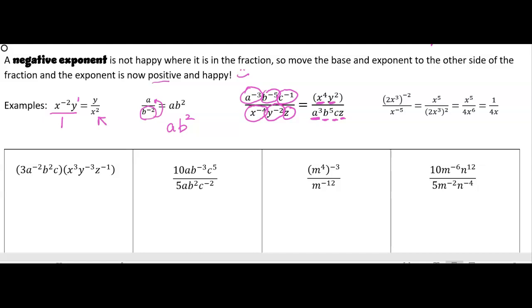Okay, next problem, next example. These are power to a power. So we're going to bring the whole numerator down. See how the whole thing is to the negative 2 power? If we bring it down to the bottom, now it's to the positive 2 power. And this x to the negative 5 in the bottom, it's not happy down there. Bring it up to the top and it becomes x to the positive 5.